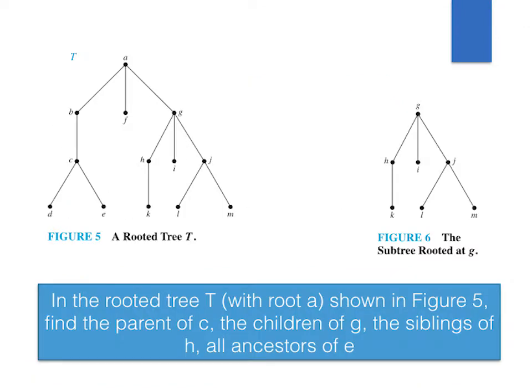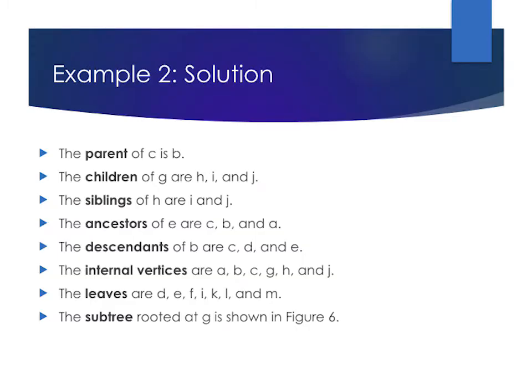In the rooted tree with root A, shown in Figure 5, find the parent of C, the children of G, the siblings of H, and all ancestors of E. The solution for Example 2: The parent of C is B. The children of G are H, I, and J. The siblings of H are I and J. The ancestors of E are C, B, and A.